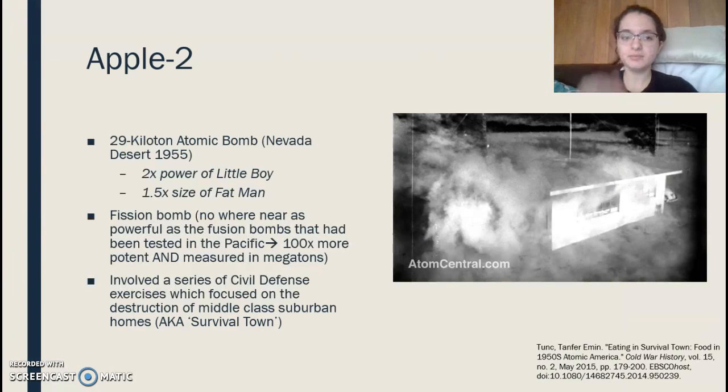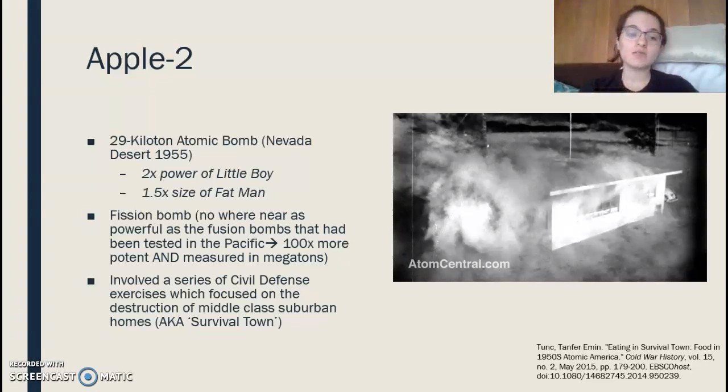So how to really look at this is through Apple II, which was part of Operation Cue for the United States. This is where they really started exploring the potential of an atomic bomb. Apple II was a 29 kiloton atomic bomb that they detonated in the Nevada desert in 1955. It was 2 times the power of Little Boy and 1.5 times the size of Fat Man. It was a fission bomb, so it was nowhere near as powerful as the fusion bombs that had been tested in the Pacific, which were 100 times more potent and measured in megatons.